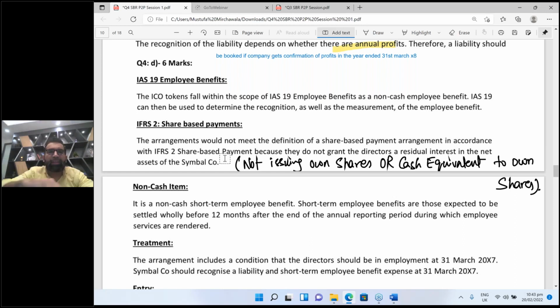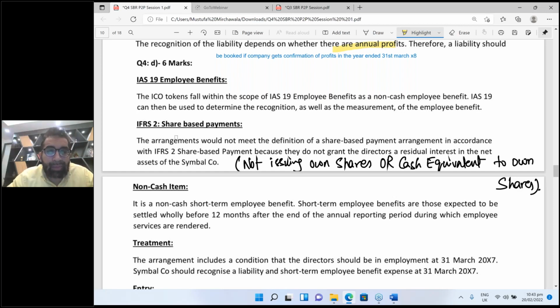See, the ICO tokens fall within the scope of IAS 19 employee benefit as a non-cash employee benefit, because cars means non-cash. IAS 19 can be used to determine the recognition as well as the measurement of employee benefits. It deals with all these types of employee benefits except for those which lie in the scope of IFRS 2.